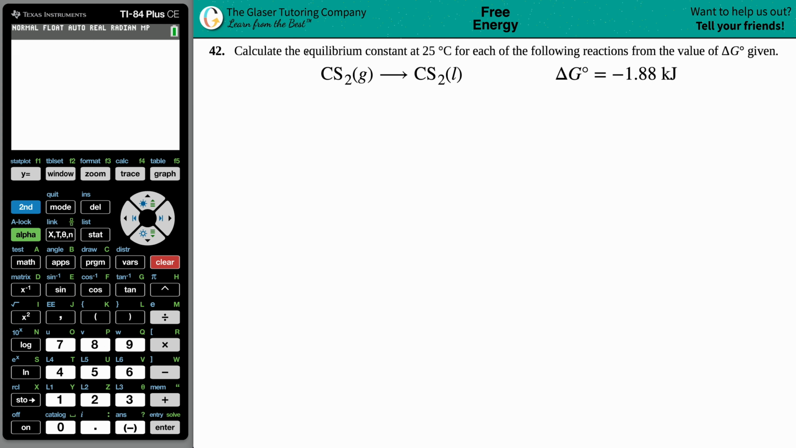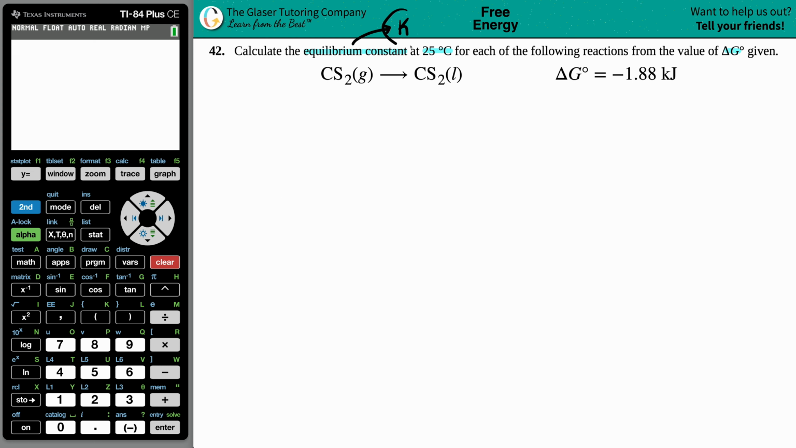42. Calculate the equilibrium constant at 25 degrees Celsius for each of the following reactions from the value of the delta G naught given. Okay, so we have CS2 gas yields CS2 liquid, with a delta G naught of negative 1.88 kilojoules. Now in this case, we want to find that equilibrium constant.